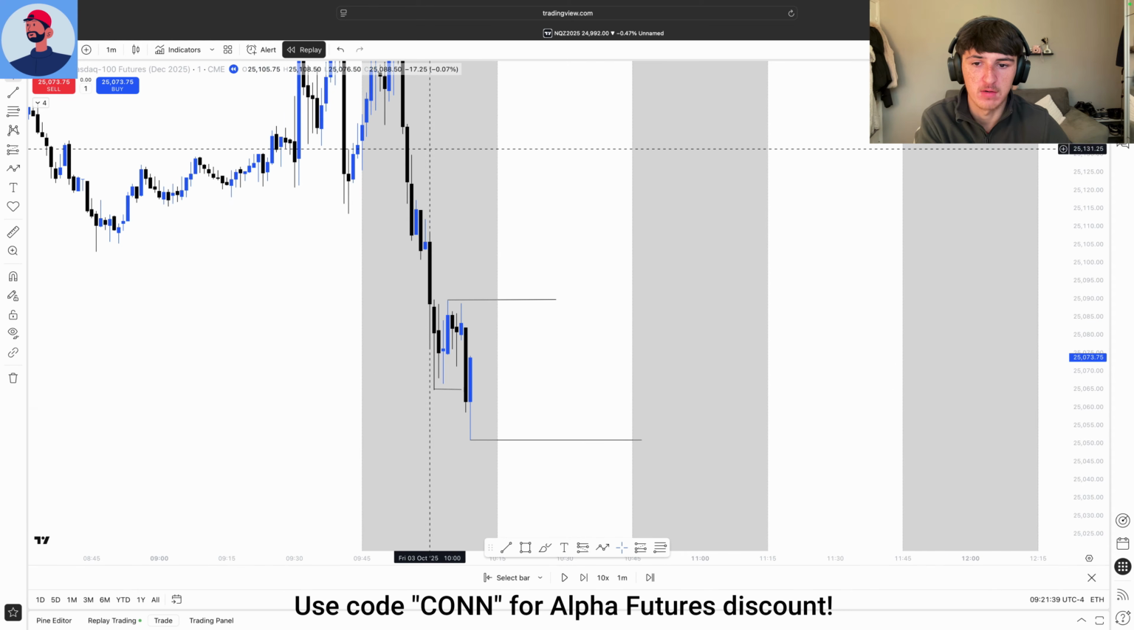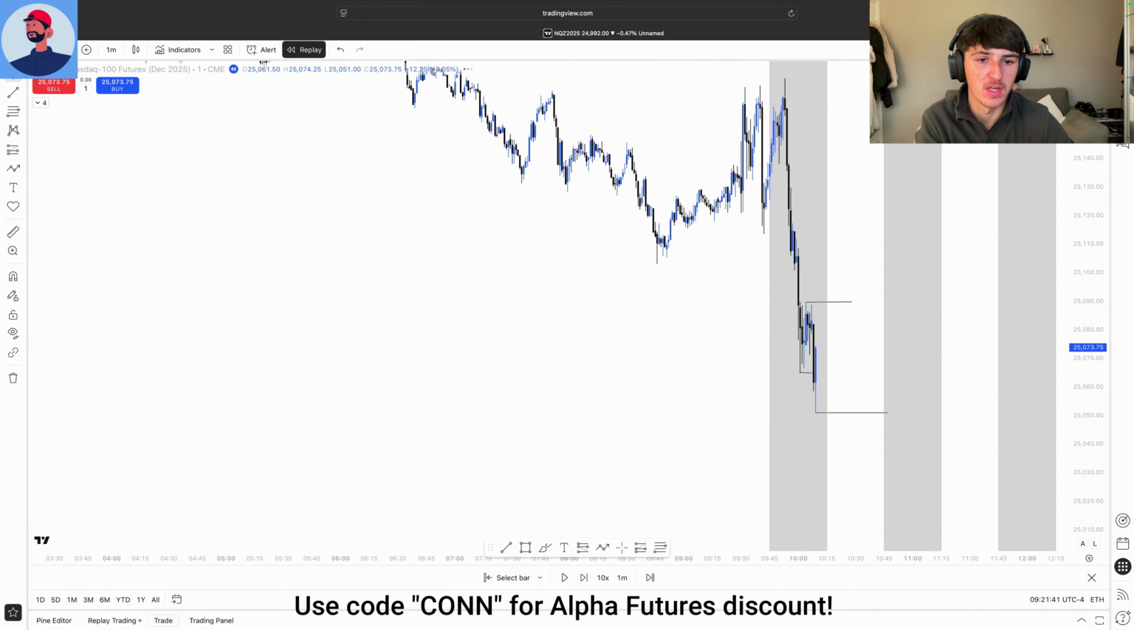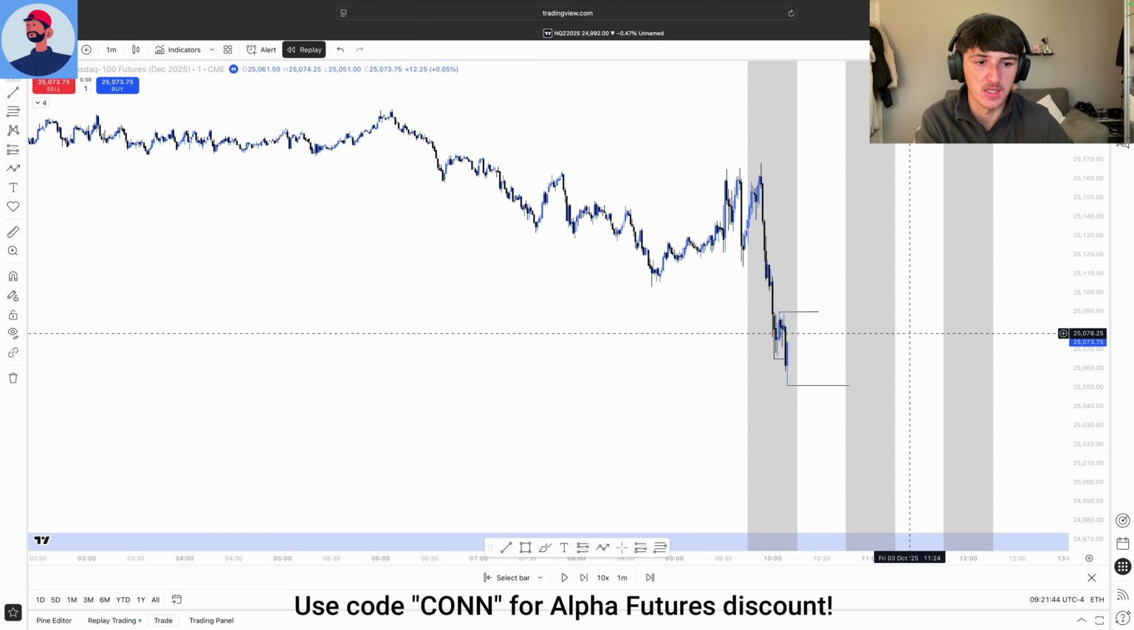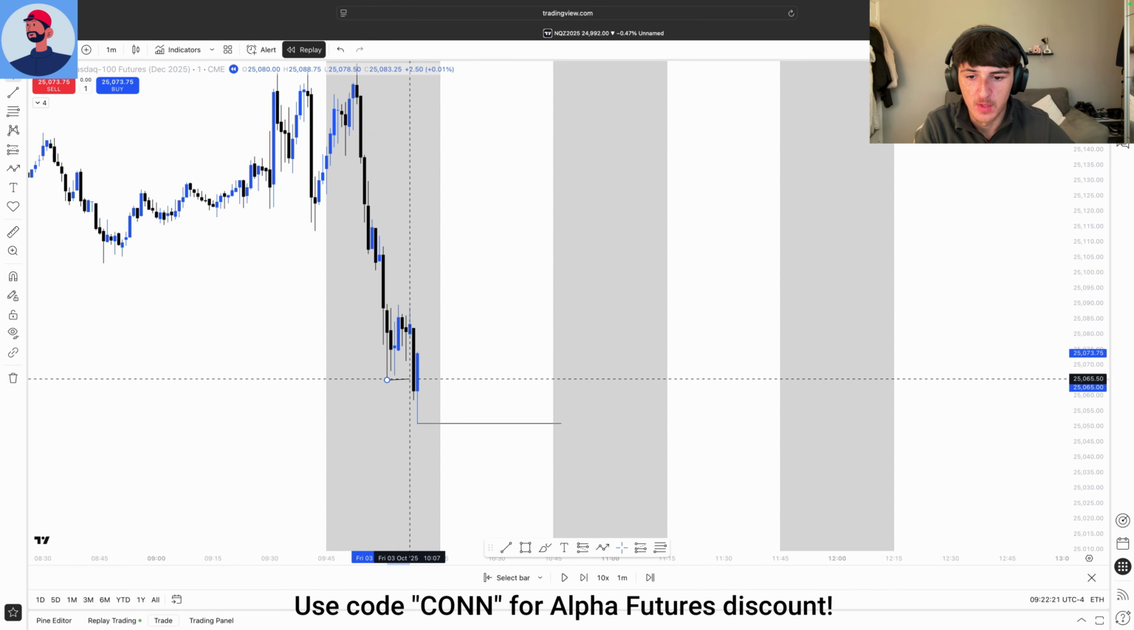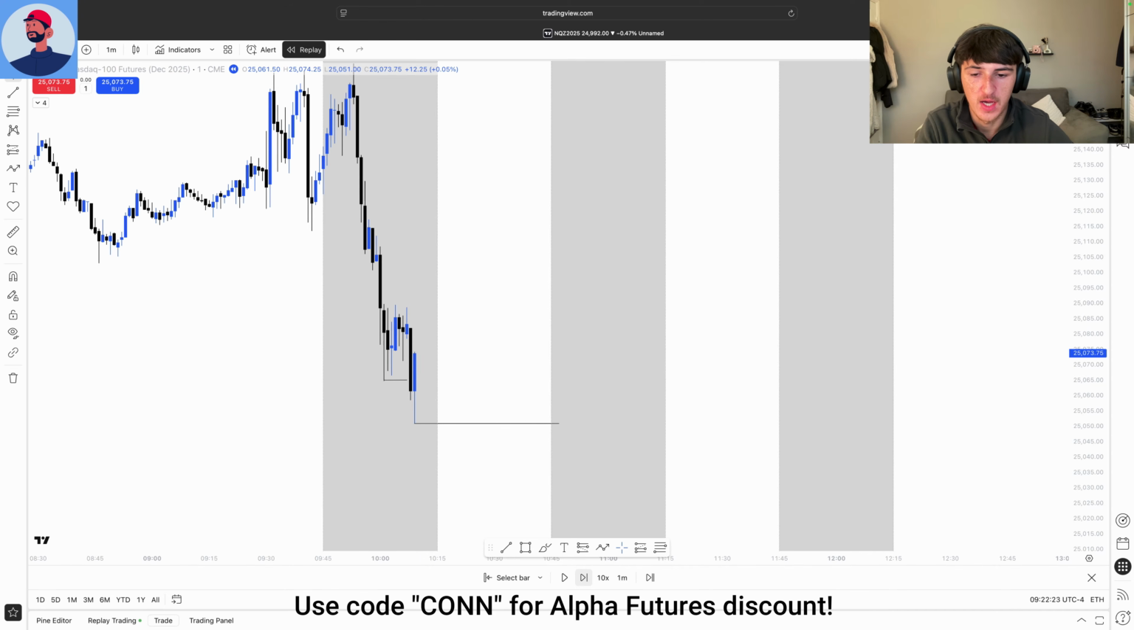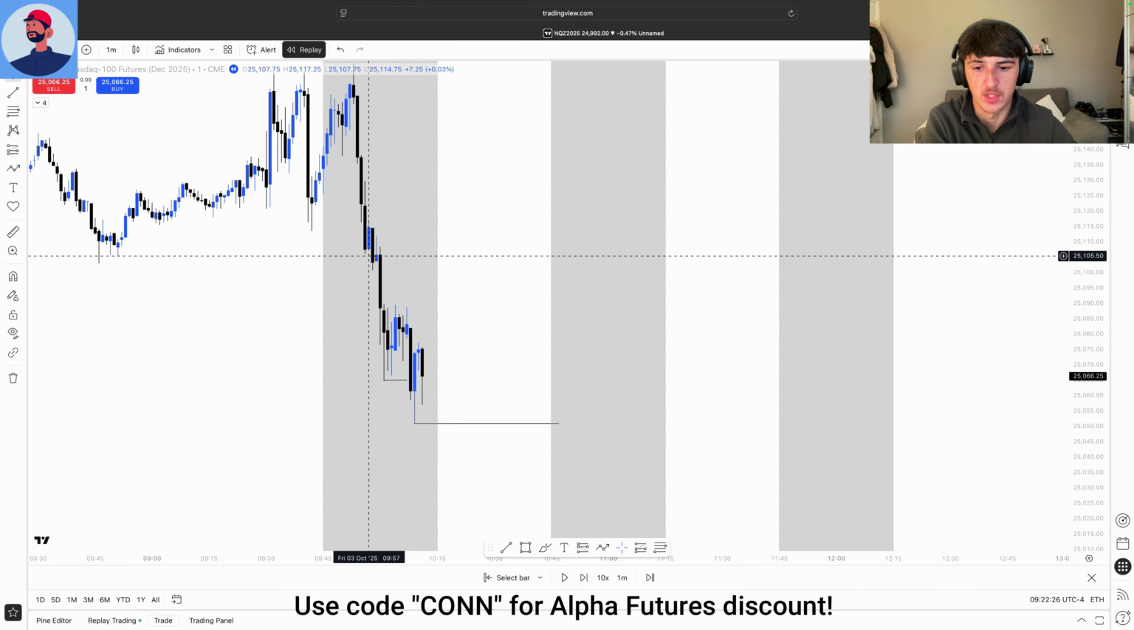We are inside this macro, and we are clearly very low in the range. Okay, we're massively in discount, so we want to be looking for long positions. Okay, now that we've identified that we've got a liquidity sweep, all we need to see now is another high get broken. So we need a break of structure to the upside.